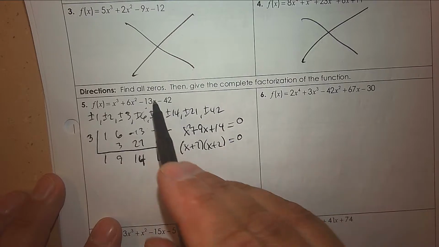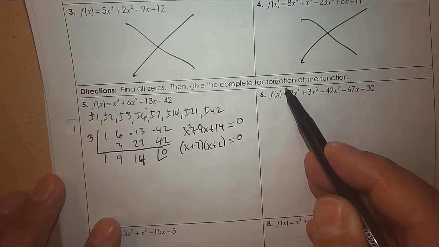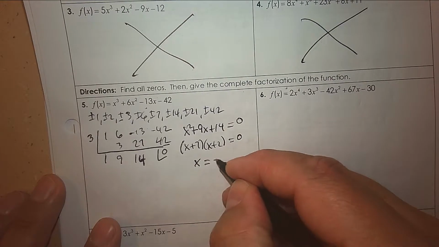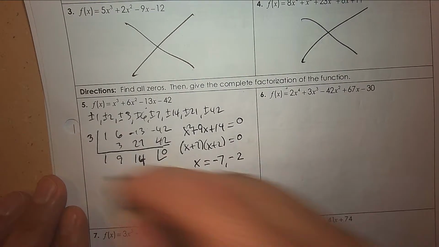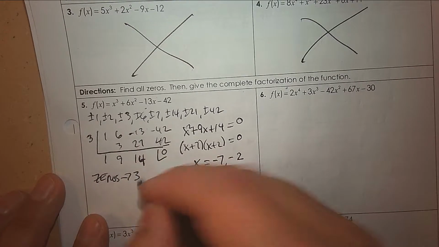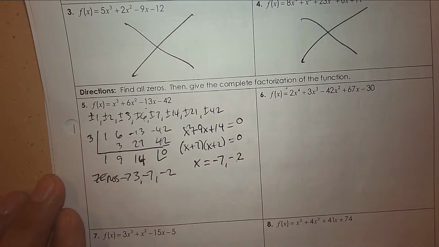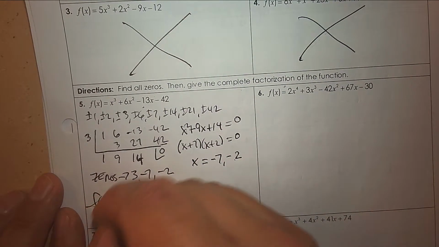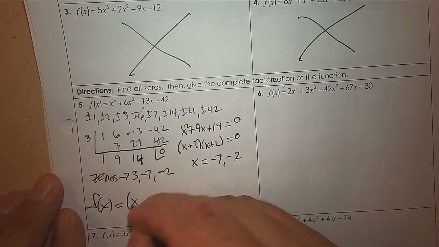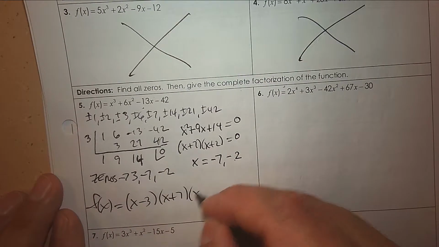It says find all the zeros and do the complete factorization. So when I solve this, I get negative 7 and negative 2. So I know the zeros are 3, negative 7, and negative 2. The complete factorization then would be from the 3, you get x subtract 3, you get x plus 7, and you get x plus 2.